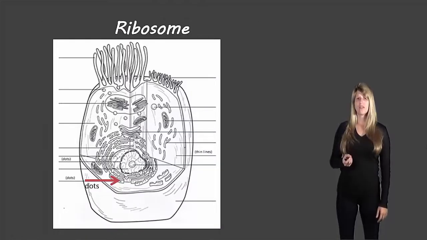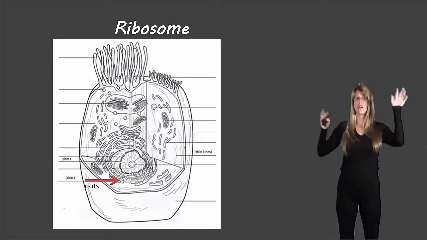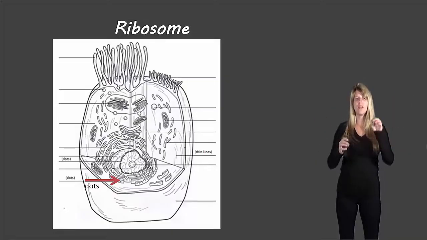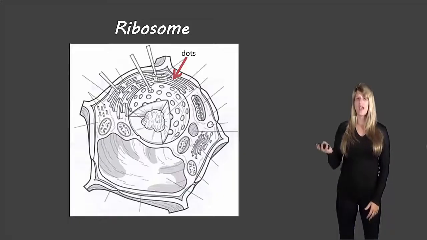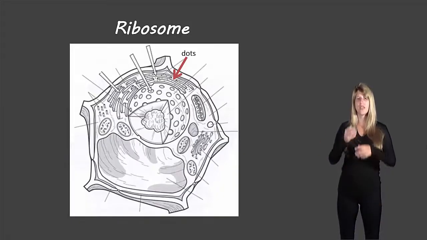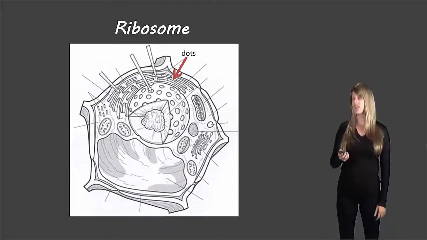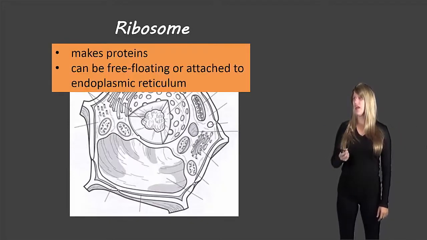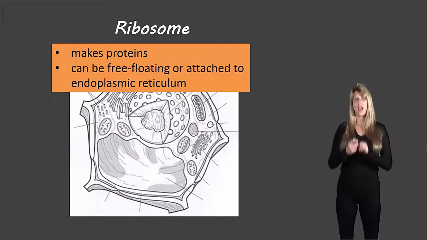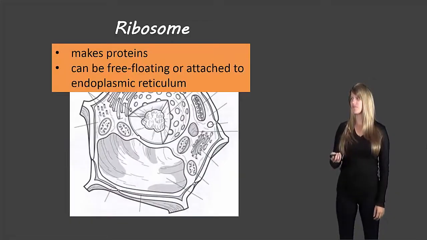The next one we'll look at are the ribosomes. So these are those little dots that are on top of the rough endoplasmic reticulum. Now it doesn't show it in this diagram, but they can also be free floating in the cell. But these are just little dots that you'll see in the diagram. And again, on the plant cell, they're little dots that you'll see on the rough endoplasmic reticulum, or you'll see them free floating in the cell. And they make protein, and they can be free floating or attached to the endoplasmic reticulum.